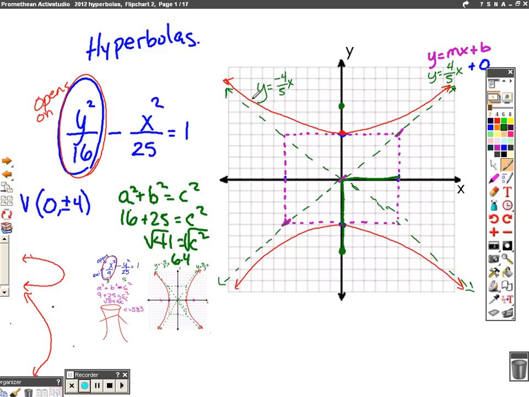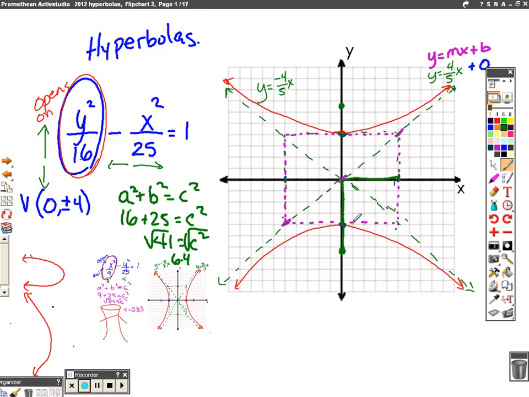This box is found by going on the y-axis 4 up and 4 down. So over here we shift 4 up, put a point, 4 down, put a point. On the x-axis, we're going to go right 5 and left 5. Are we okay with that? So we go right 5 and left 5, and that gives us our box. Now, the asymptotes go through the corners of those boxes, and through the origin.